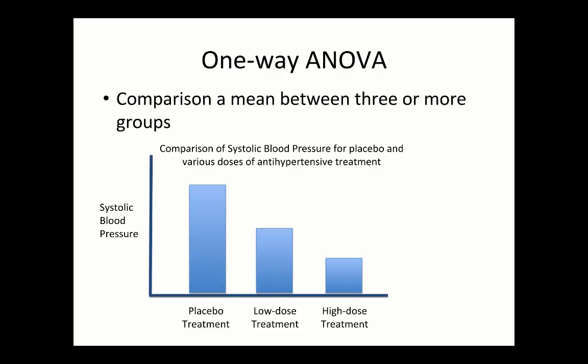An appropriate research question may be, is there a difference in the observed average systolic blood pressure after a placebo, low dose or high dose of antihypertensive treatment? Next, we need to state our null and alternative hypotheses. What do you think the null hypothesis is?